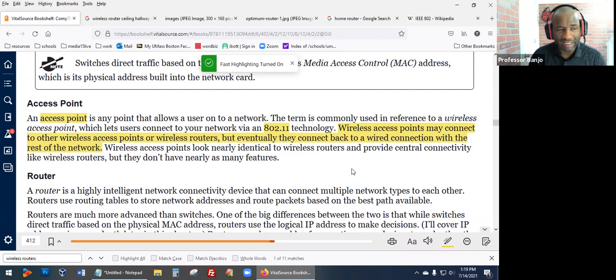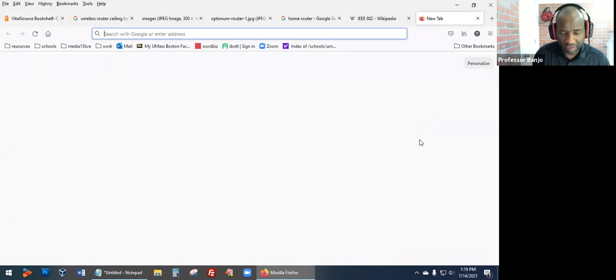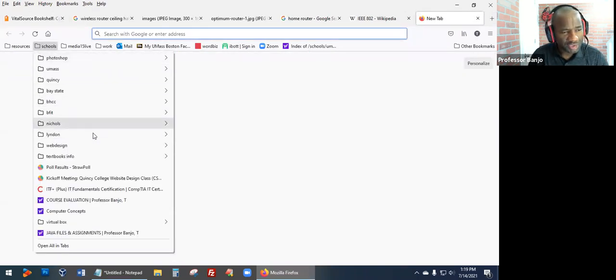So like we said, I think in the last class, the job of a router is to send information from one network to another network. The router, we looked at that already, right? Router, where is it? I showed you this picture.